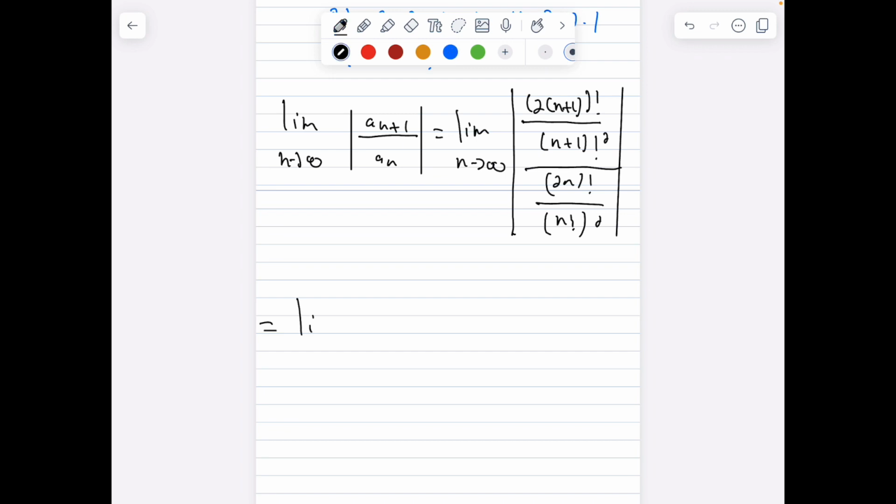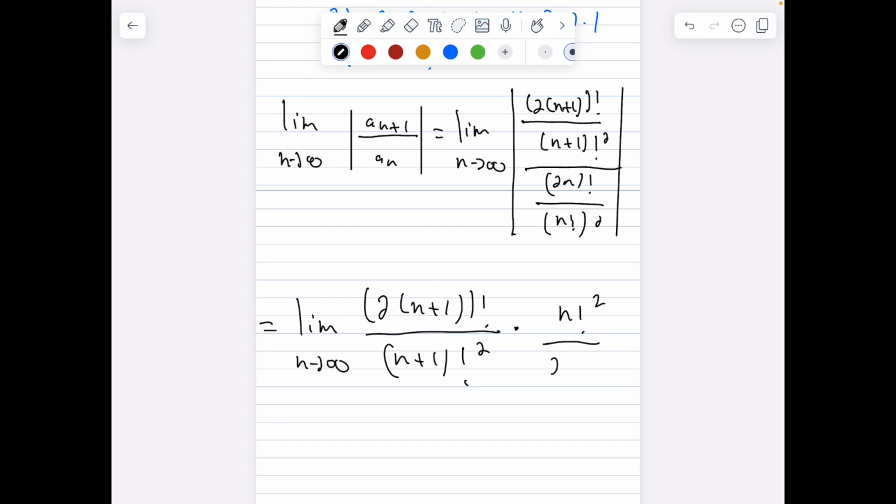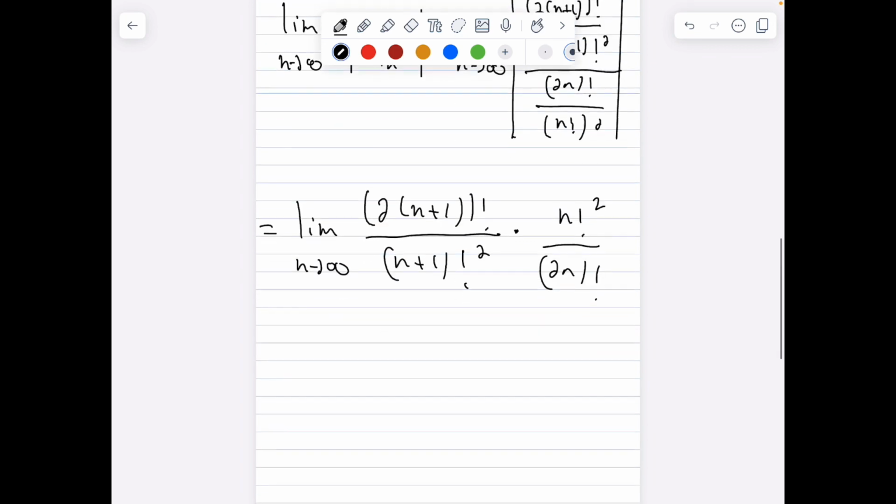And I'm going to flip the fraction, 2n factorial over n factorial squared, and turn this into a multiplication. So we have what we call a complex fraction. Okay. And 2 times the quantity n plus 1, I can distribute this 2, and this would be 2n plus 2 factorial.